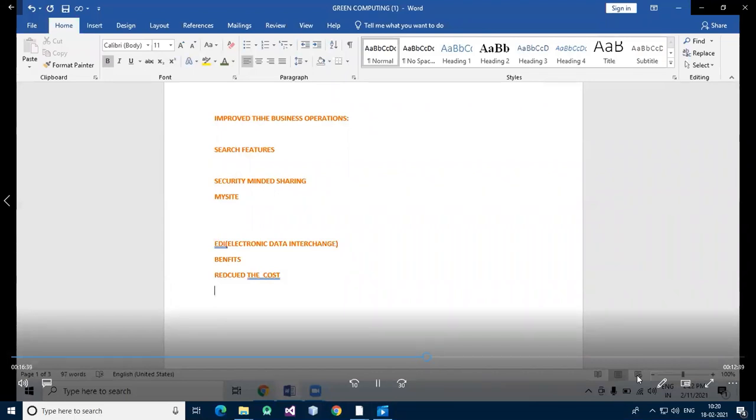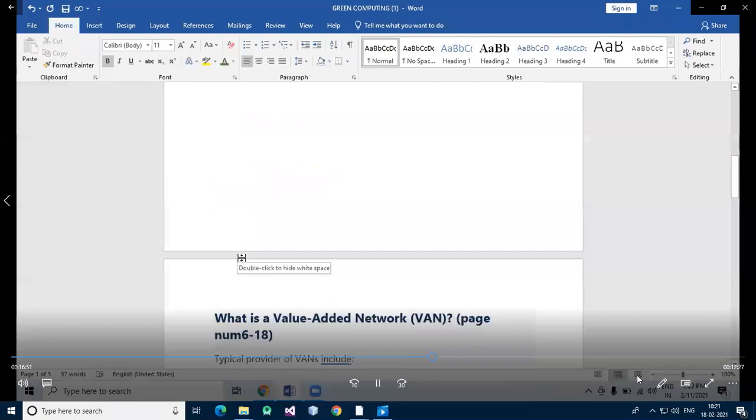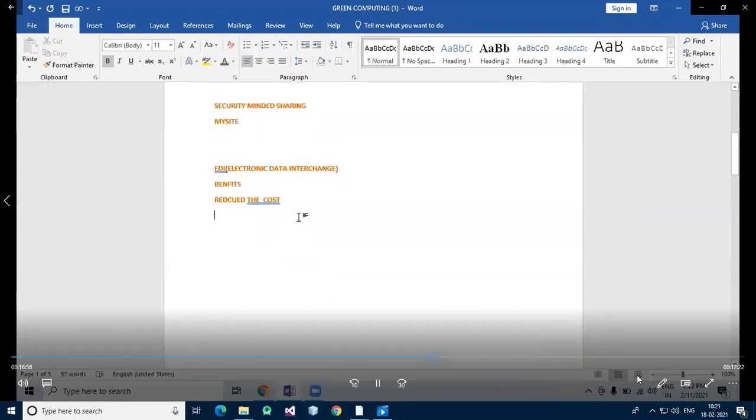So here, organizations and personal organizations like EDI speed up the process of working with business-to-business partners. Here, points are there, like nuts and bolts.